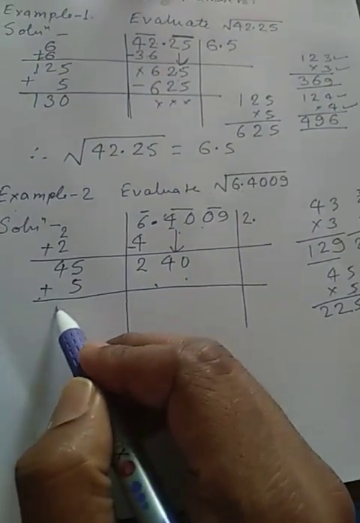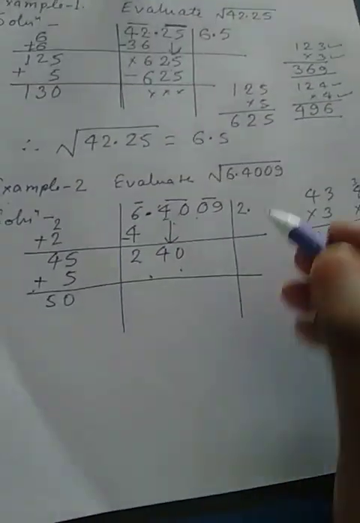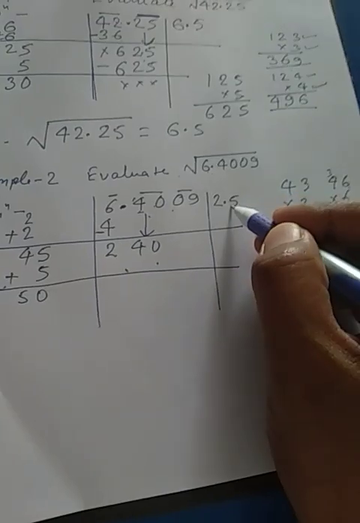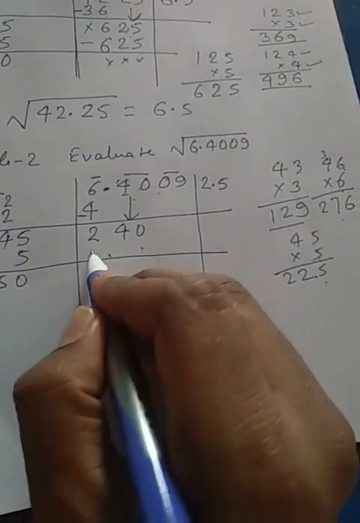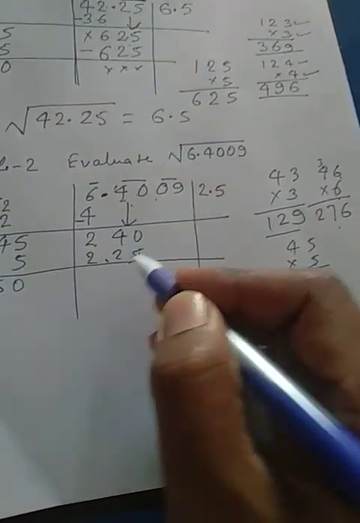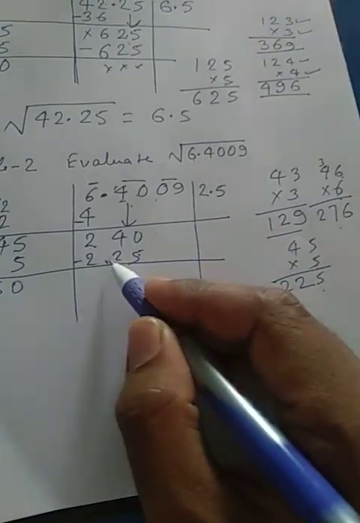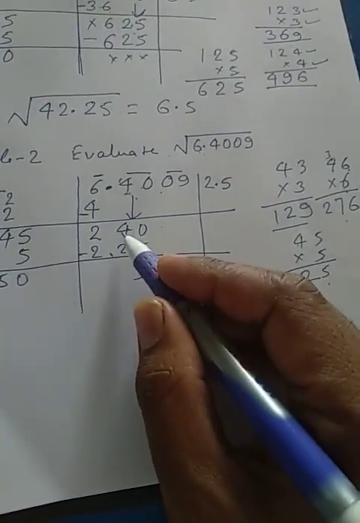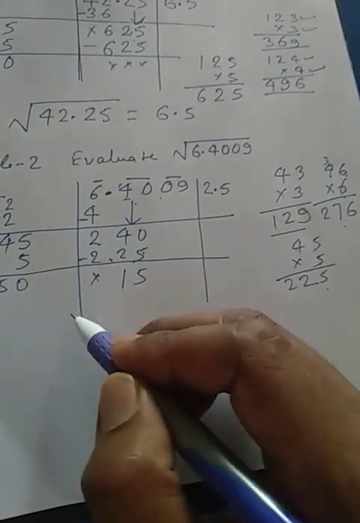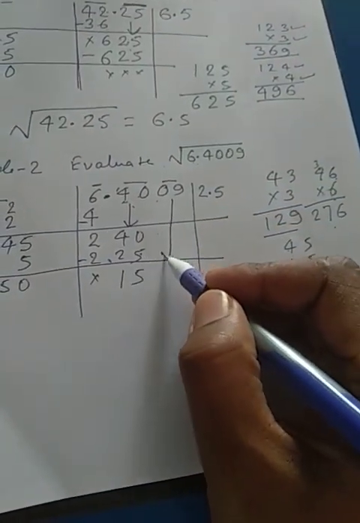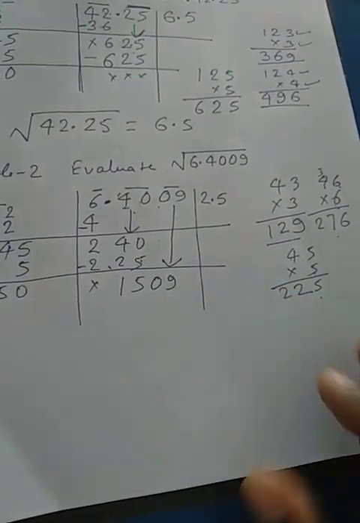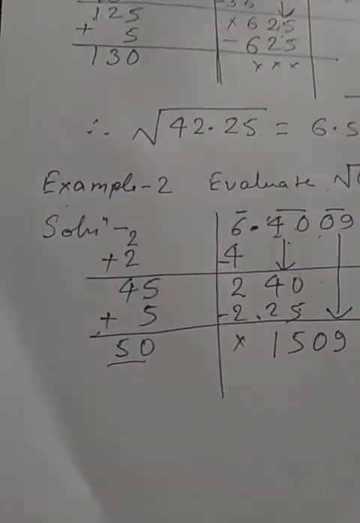We have to add, write 50, and here we have to write the digit 5, and then the product here we have to write 225. 10 minus 5 is 5, 3 minus 2 is 1, and it is cancelled out. Now this 09 comes down here. Now the number is 150.